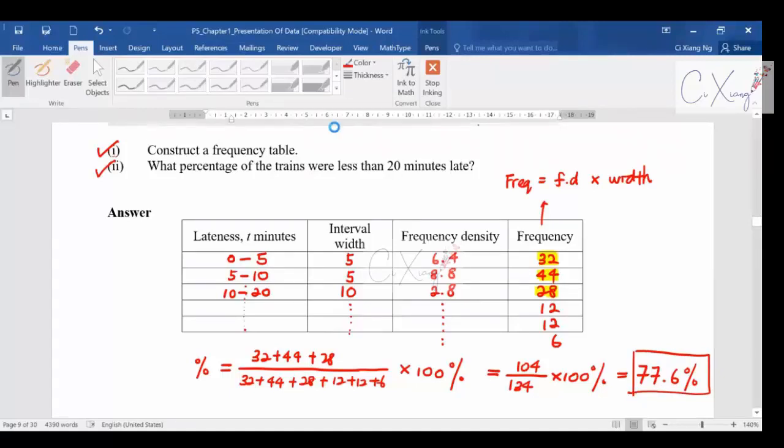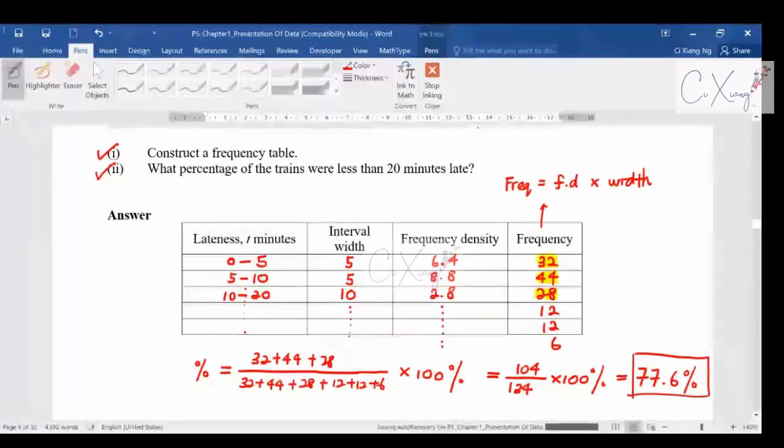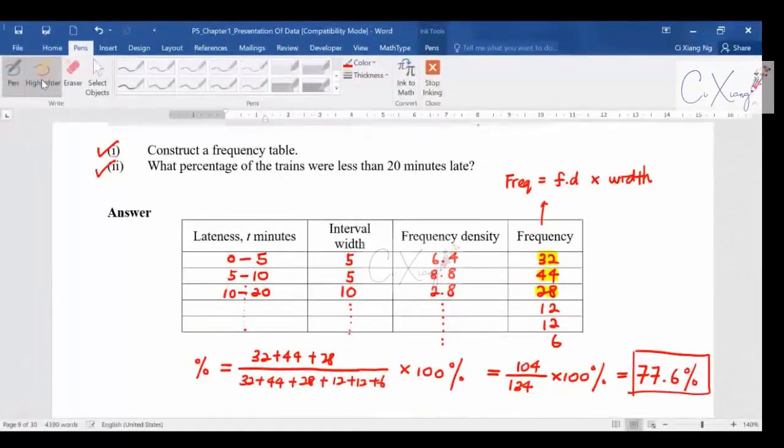So this is the only answer, 77.6. Okay, wait, my file is auto-saving and it has hung. Wait for a while. Okay, so this is the final answer.